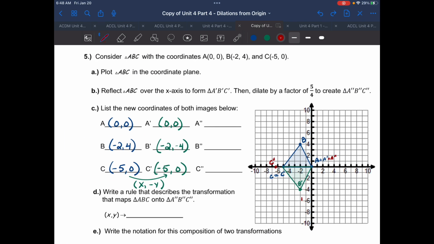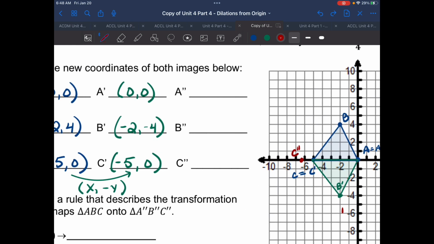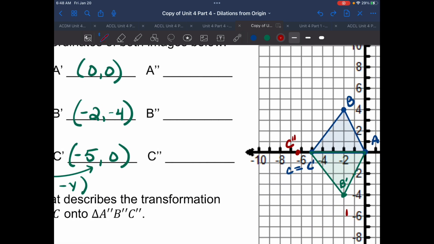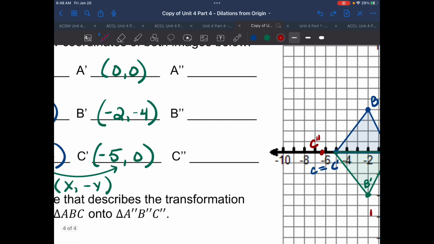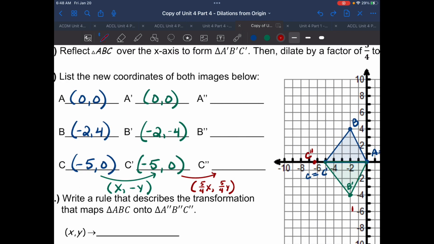Okay, second transformation is to next dilate by a factor of 5/4. So what rule will we use from A prime to A double prime, B prime to B double prime? So we're going to multiply each of the coordinates by 5/4. All right, so A double prime, that's easy. Zero times 5/4 is going to stay 0. What will be the new coordinates of B double prime?